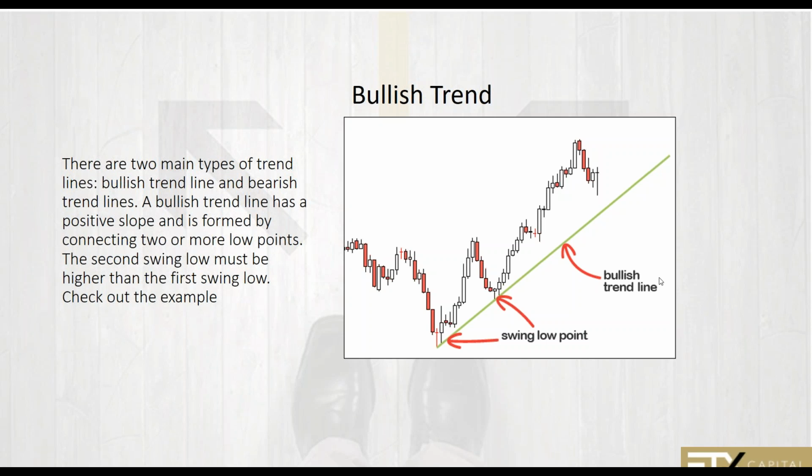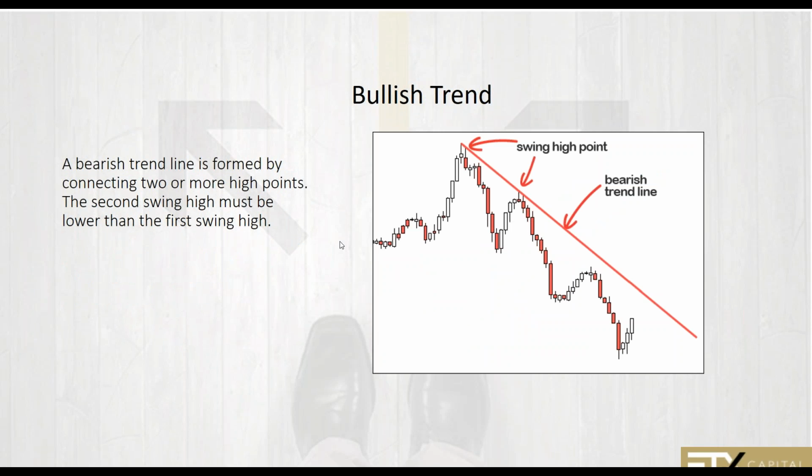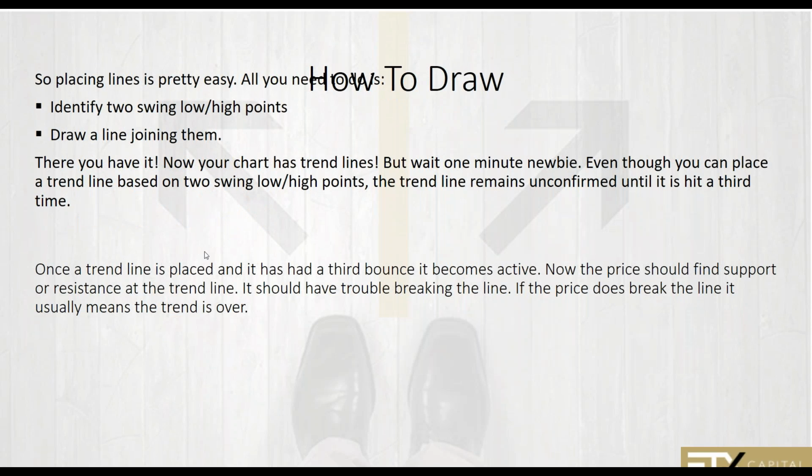Okay, so as you can see here, we have a bullish trend line, and it's drawn by connecting swing low points. And we'll go on to the rules in a second. So that was a bullish trend line, and here we have a bearish trend line, which is, as you can see, just the opposite. It's drawn over top of the prices.